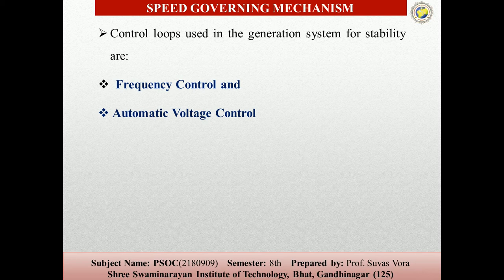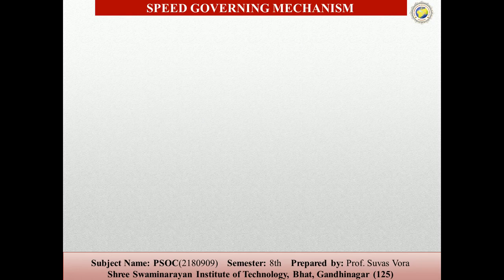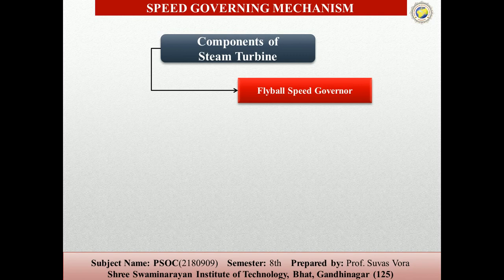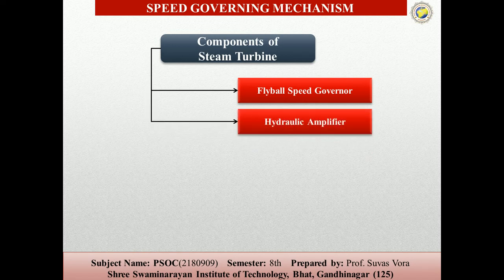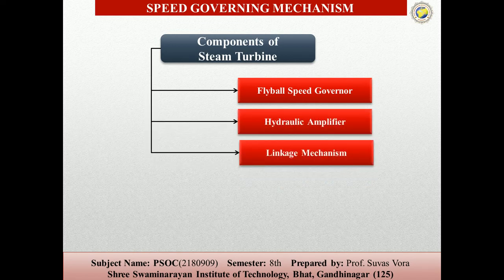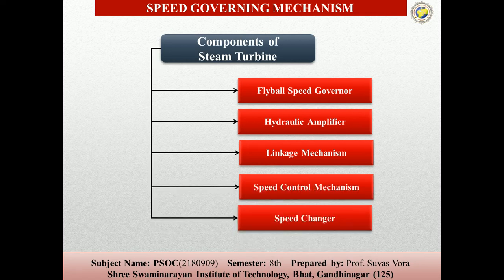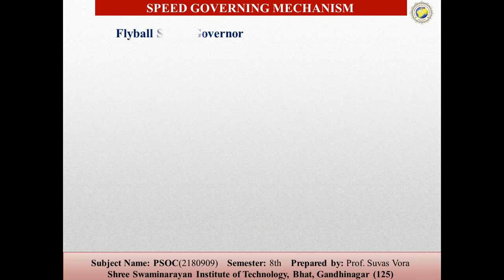The speed governing system of the steam turbine consists of the following components. The first one is the fly ball speed governing system, then the hydraulic amplifiers, then the leakage mechanism, then the speed control mechanism, and the speed changers. Now start with the first one. What is the fly ball speed governor system?